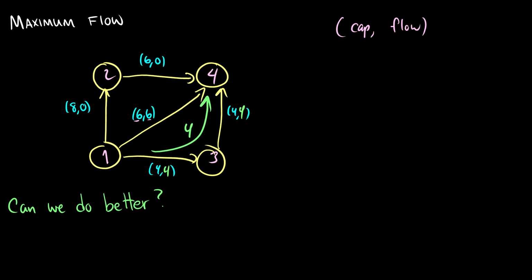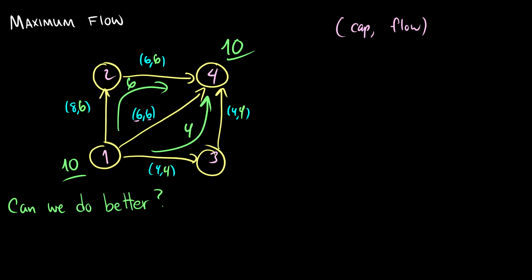And if we go from 1 to 2, we could push 8, but at this 2 to 4, we can only fit 6. So we should probably maximize this 6 and say, okay, well, we can only get 6 to 2 and 6 from 2 to 4, so let's just put 6 in there. So now we have 6 going through that direction, so the best we can do here is getting 10 from our source to 10 in our sink.